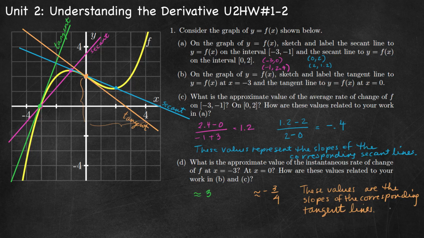How are these values related to our answers from part C? Well, the answers from part C could be used to approximate the answers that we got in part D. We can see that it's not a very close approximation, but if we had drawn our secant lines using points closer to x equals -3 and x equals 0, then the slope of the secant line would have been closer to the slope of the tangent line.